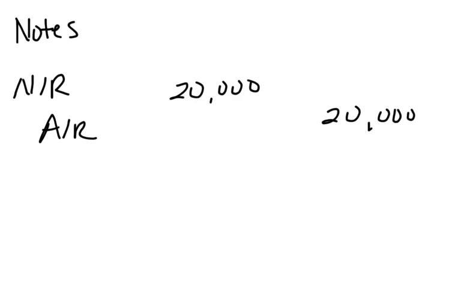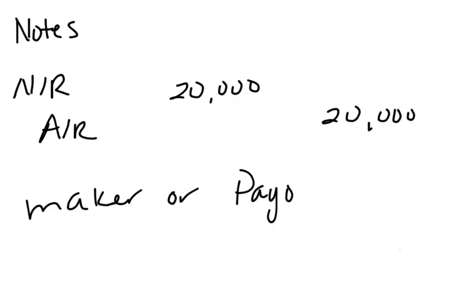So let's talk about some different things with a note and different numbers and items that go along with a note. Again, different than an account receivable. We've already said there's interest included. And there's some terms we need to look at. The term maker. The maker or the payor, sometimes it's called that as well. I'll write this down for you. Maker or payor sometimes.